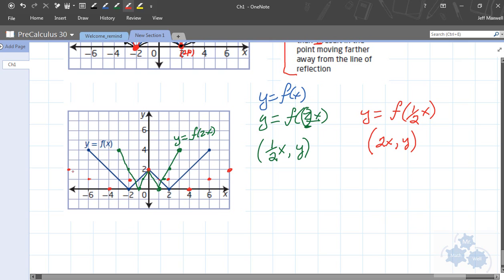Okay, so here is your graph in red with the b value of 1/2. It gets stretched horizontally outwards.